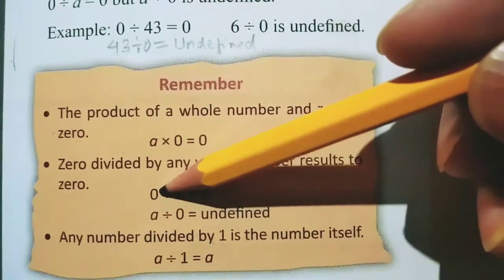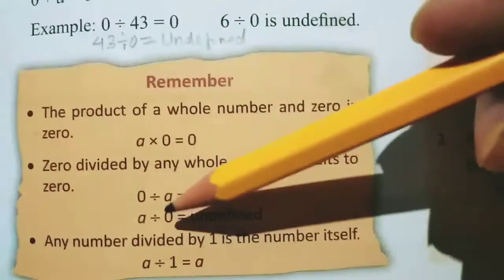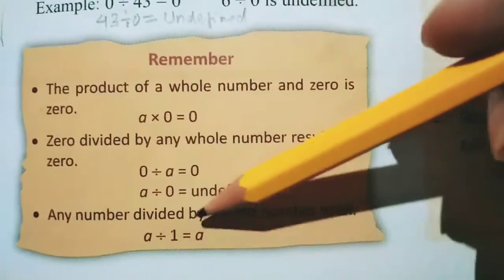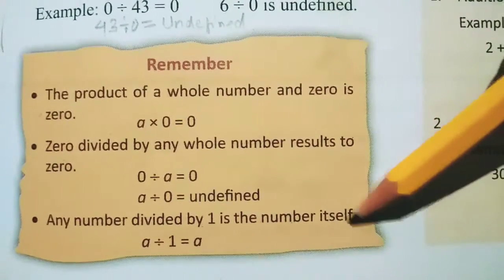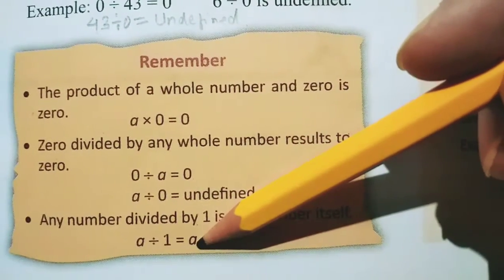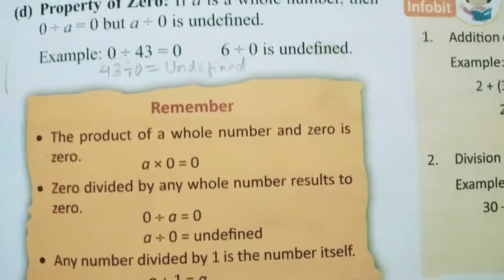That means when you divide 0 by any whole number, it is 0. Now we have seen here only, and a divided by 0 is undefined. Any number divided by 1 is the number itself. That means when you divide any whole number by 1, the answer will be the number itself, a. Okay, so this is an important box.